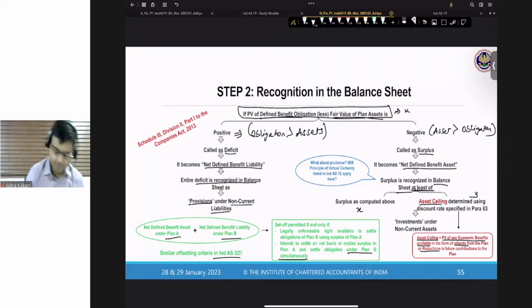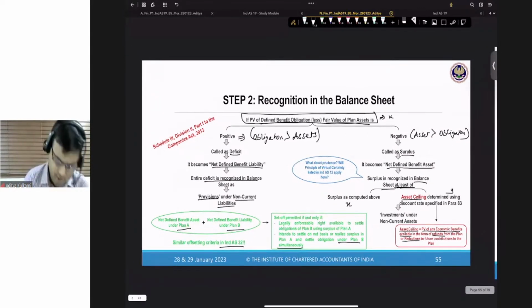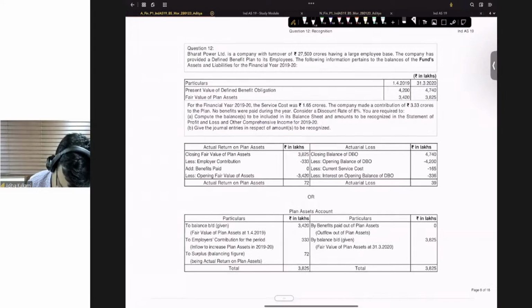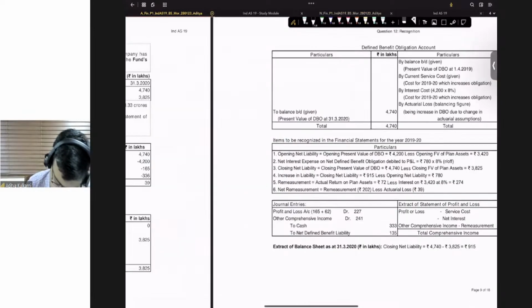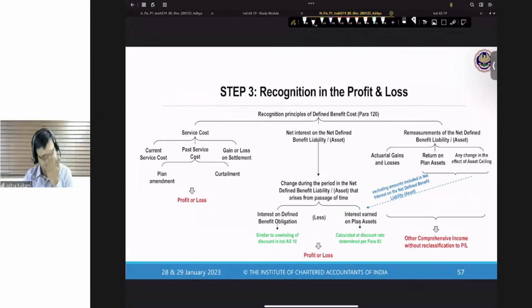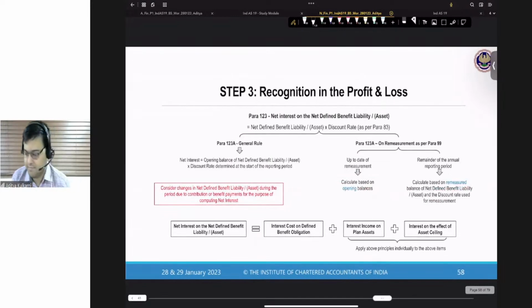Okay, fine. All right. So now let us proceed to certain small illustrations, and then some questions.